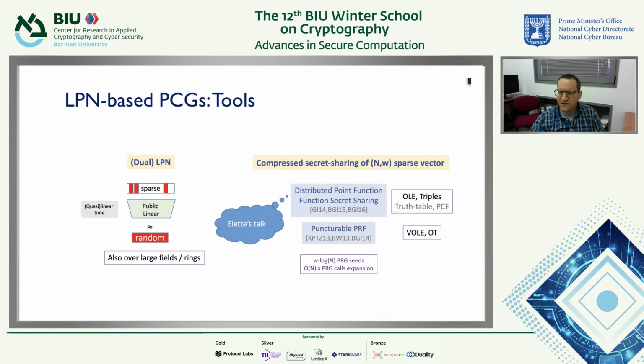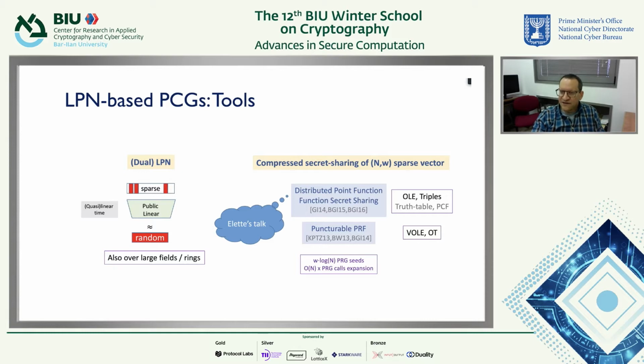And in both cases, the complexity of generating this secret shared sparse vector, in terms of communication, the length of the seed is W times log n. N is the length, W is the weight, PRG seeds. So concretely, if you use an AES-based PRG, then it's 128 times sparsity parameter W times log of the length.